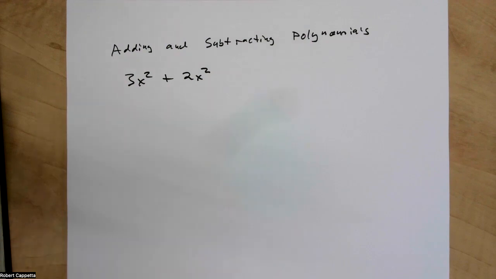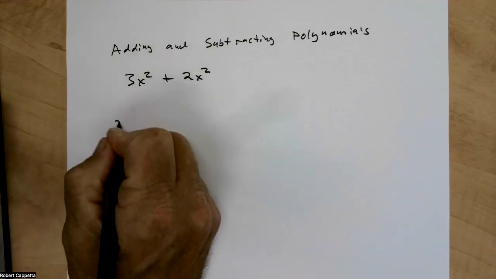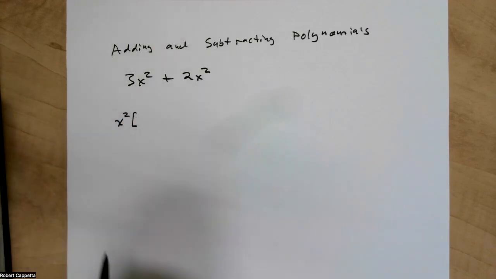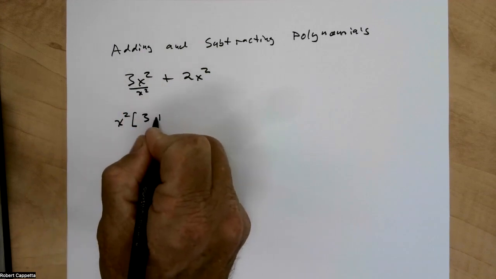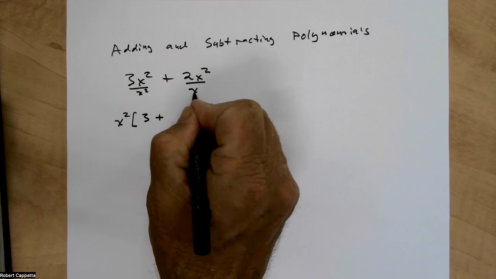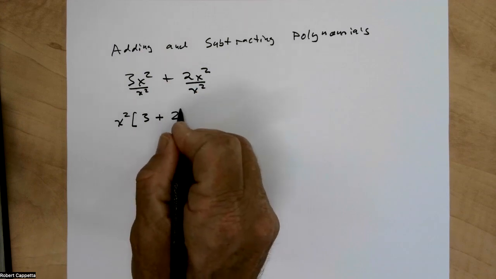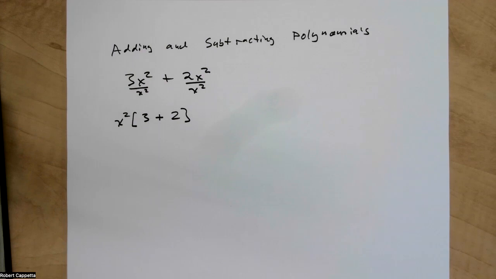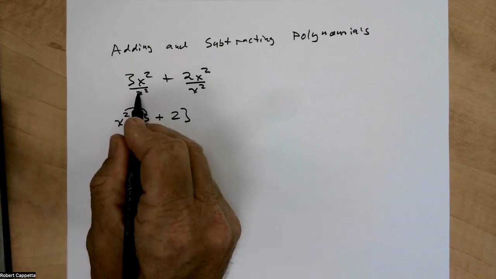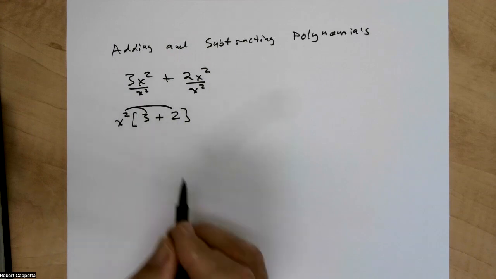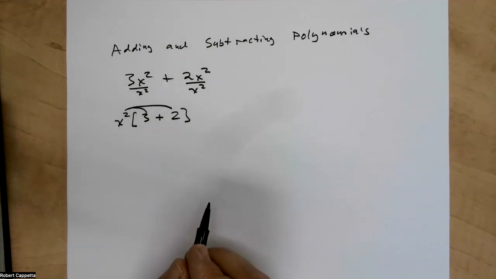Well, looking at this, we can identify that there is a common factor of x squared to both of these pieces. So in essence, what I can do is factor out the x squared. And what's left? If I divide x squared out of the first piece, 3x squared divided by x squared is 3, plus divide x squared out of the second piece, 2x squared divided by x squared is 2. And you'll notice I have x squared times 3 plus 2, and if we would distribute x squared times 3, 3x squared, x squared times 2, 2x squared. That's what we started with.